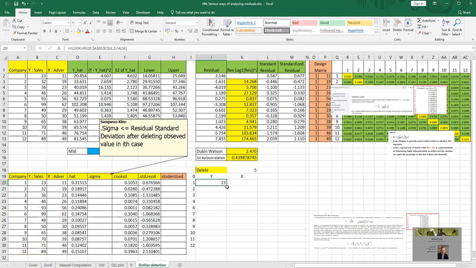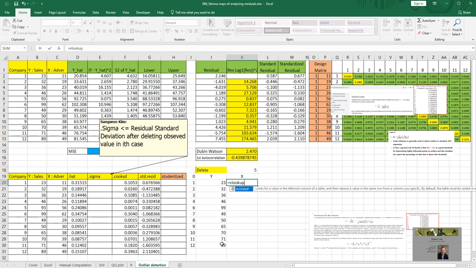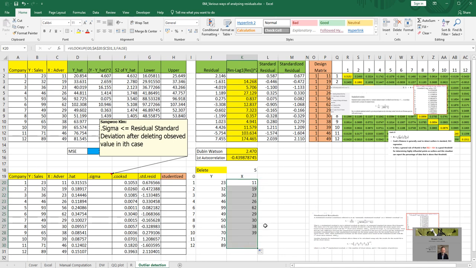And let's apply it to other cells. We don't need the last one. Okay, for x, we look up, comma again, this one. Press F4, and comma 3, comma, and first. All right, so we got the y variable and the x variable.